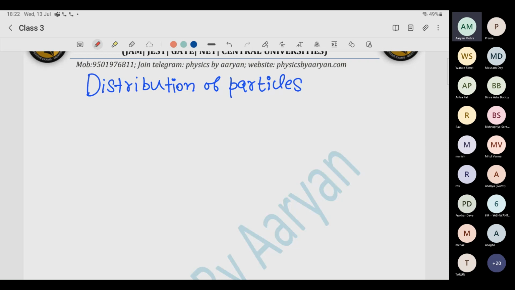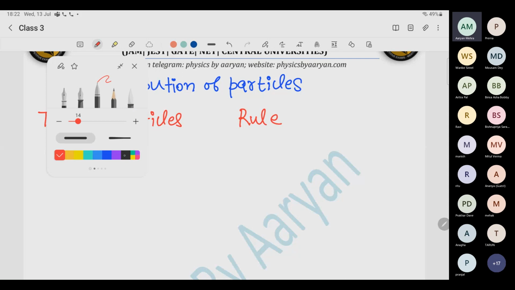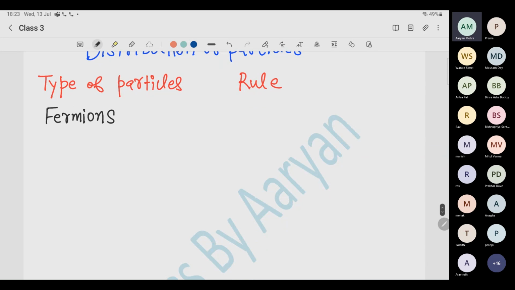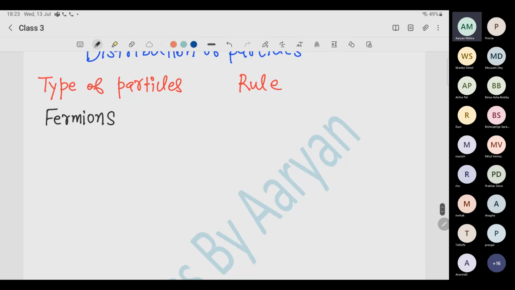And then they will mention the type of particles. For each type of particles, there is some set of rules which needs to be obeyed. So the type of particles is the number one thing, and then comes the rule. In the types of particles, number one comes fermions. Let's start with fermions.